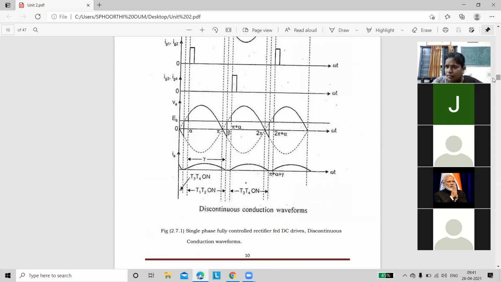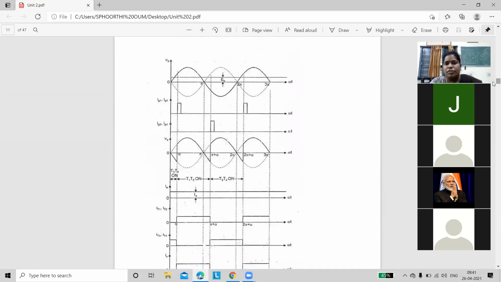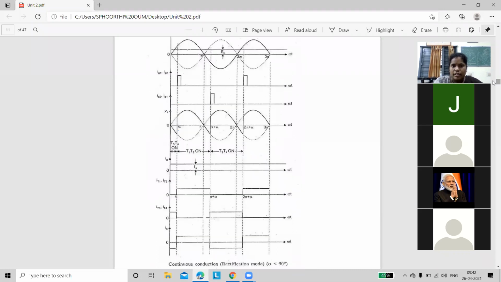Do you accept with me? Yes, exactly. In this case, what is your firing angle, less than 90 or more than 90? Less than 90, ma'am. That means in both cases, our firing angle value is less than 90. But at some instant, you are getting discontinuous mode of operation and corresponding waveforms, and in this case, you are getting continuous waveform. So what happens to this? Can you guess? That means our firing angle is obviously equal to the extinction angle. Is it right or not?